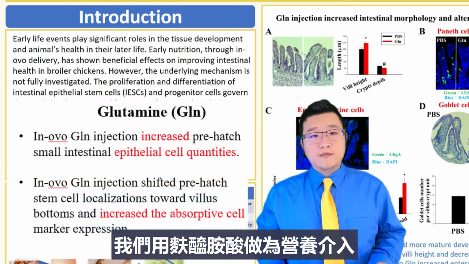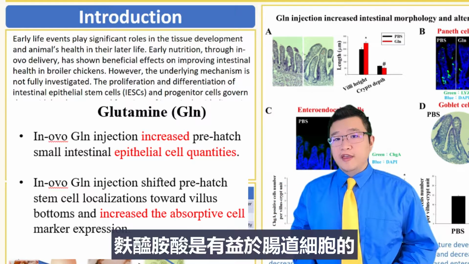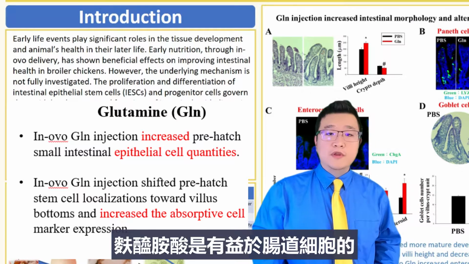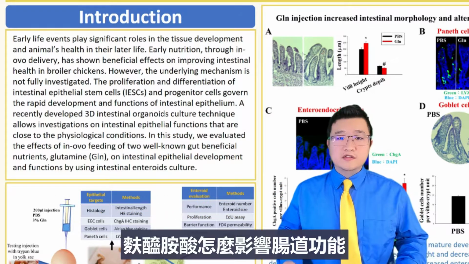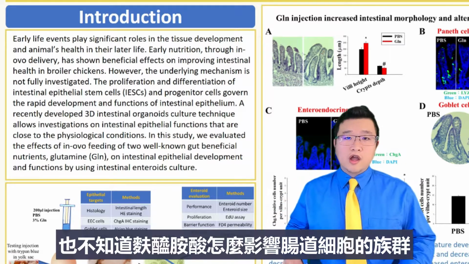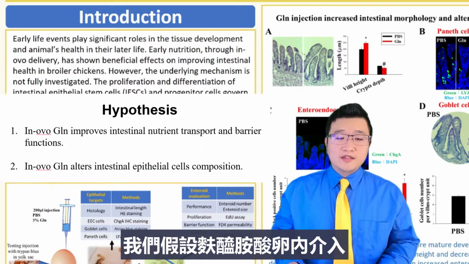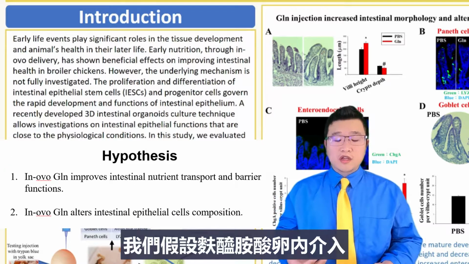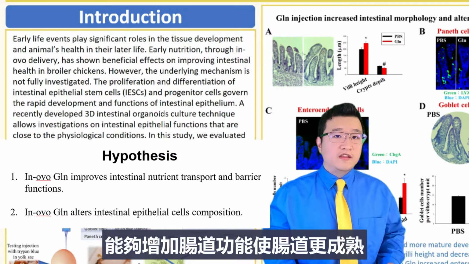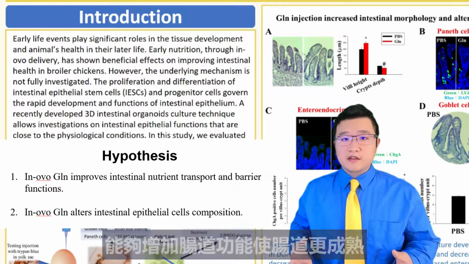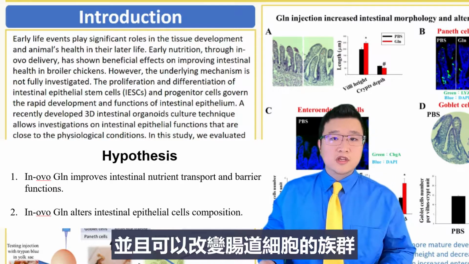We chose glutamine as our treatment because previous studies show a beneficial effect on the intestine with glutamine treatment. However, we still don't know how glutamine affects intestinal functions, and we don't know how glutamine affects the intestinal epithelium populations. We hypothesize that in ovo glutamine administration increases the epithelium's functions, indicating a more mature intestine. Further, the in ovo injection of glutamine alters the epithelium's population.